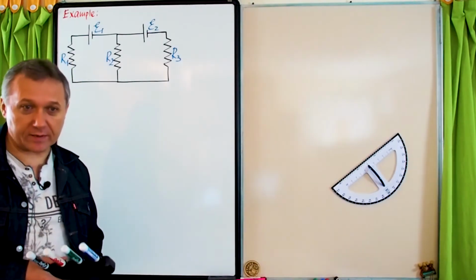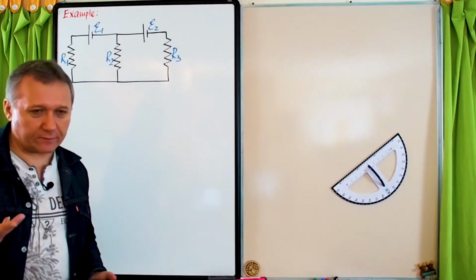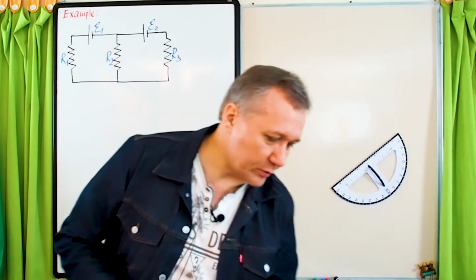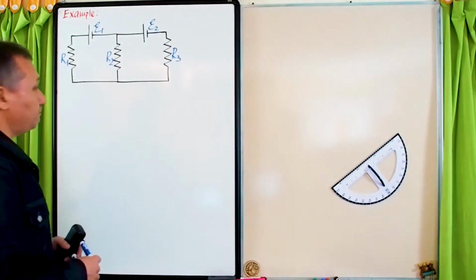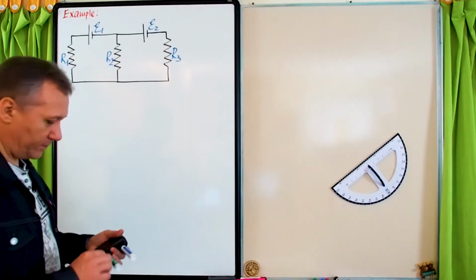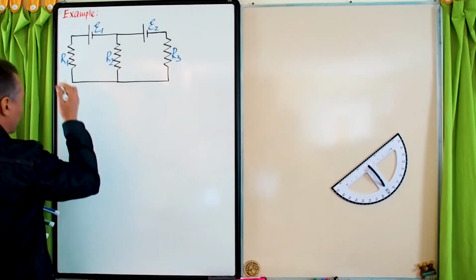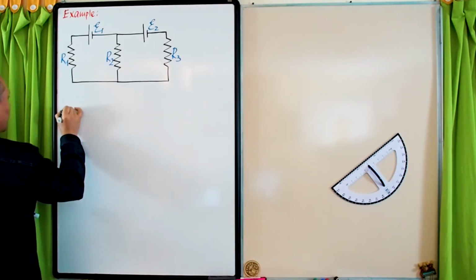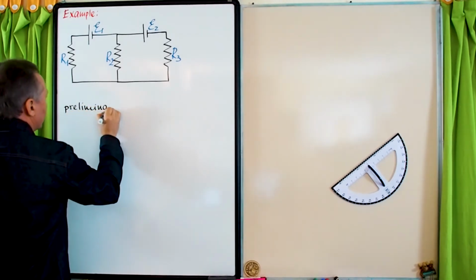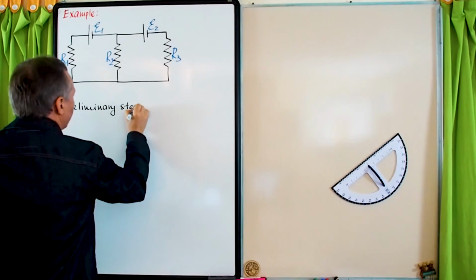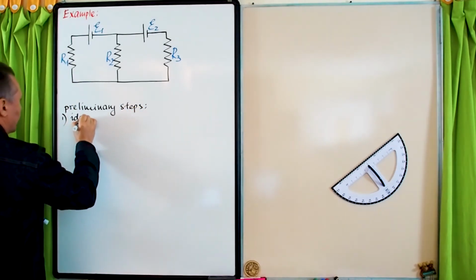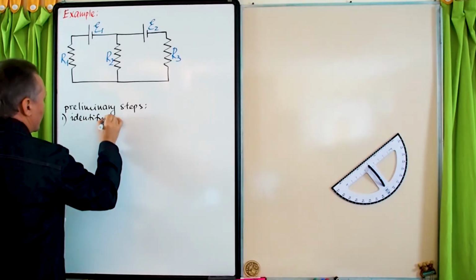before we start applying them, we have to make three preliminary steps. Which are those? First of all, we need to identify junction points. It's very important. So let me write. Maybe I will move a little bit. Preliminary steps, sort of like a preparation. First one, identify junction points.